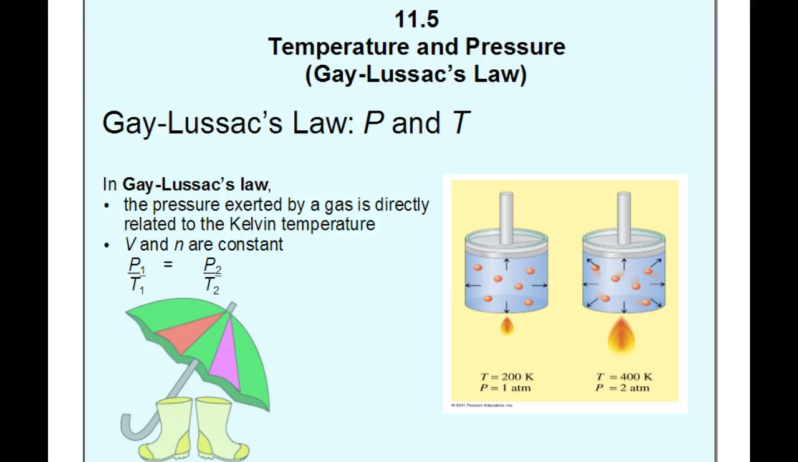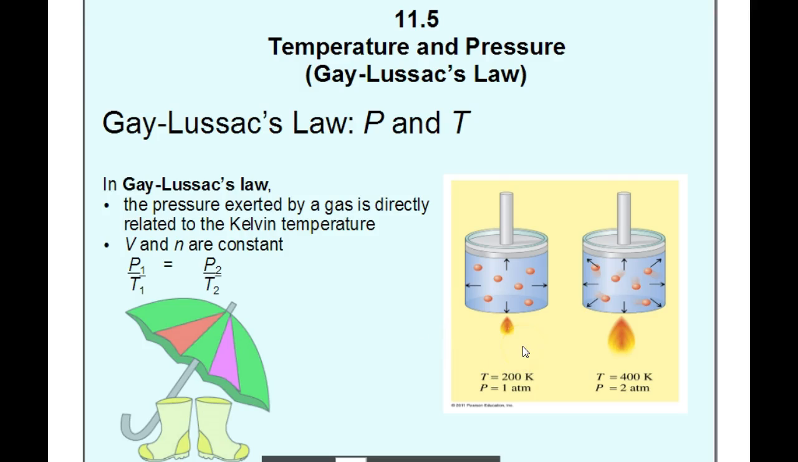So in Gay-Lussac's law, the pressure that is exerted by a gas is directly related to the Kelvin temperature. So instead of volume, we're going to put pressure in its place. And remember, in Charles' law, pressure and the amount of gas were constant. Well, in this section, volume and the amount of gas are going to be our constants. So it's a very similar equation, and you're going to be familiar with the setup. Our initial is going to be P1 divided by T1, and our change is going to be P2 divided by T2.